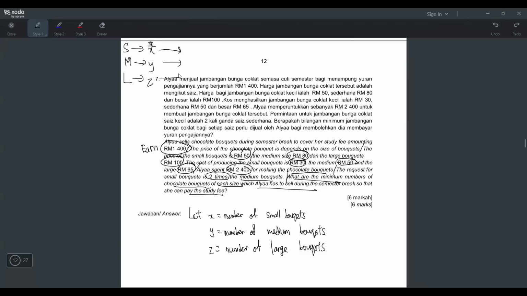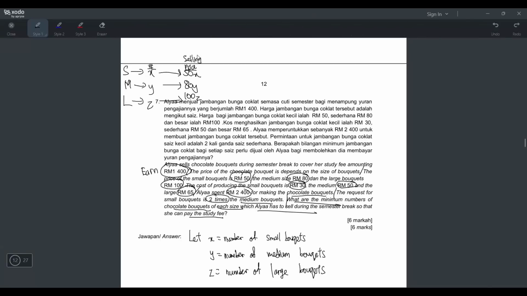And now they give us the price of each size, right? So the price of the small bouquet is 50 ringgit. So 50x. And then medium is, small is, wait, small is 50. Medium is 80. Okay, so 80y. And then the large bouquet is 100. So 100z. Yeah, because these are all the price for one bouquet. So you have to times with the x, y, z to get the total price. And what is this? This is the selling price. So I'll just write selling price here, right?